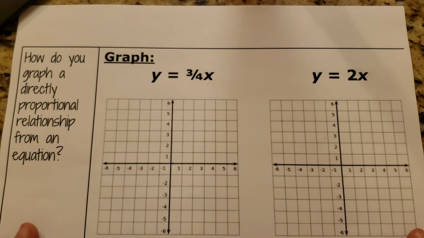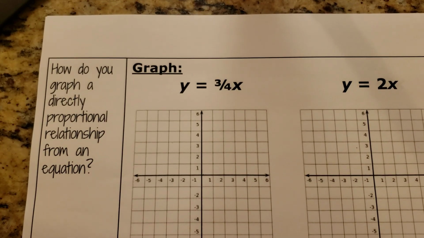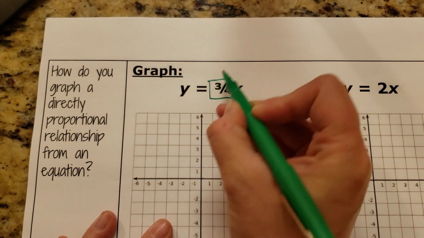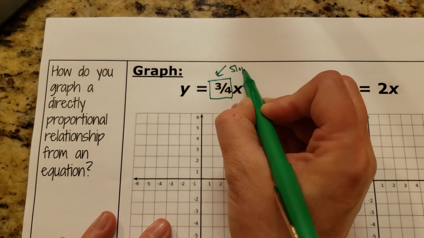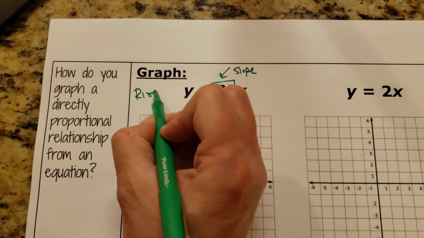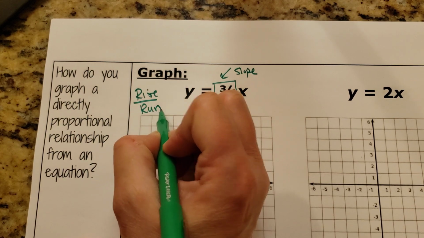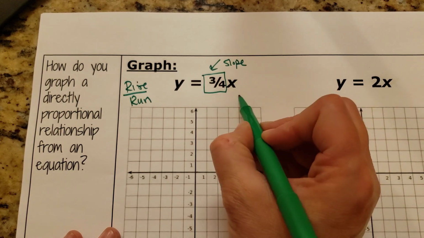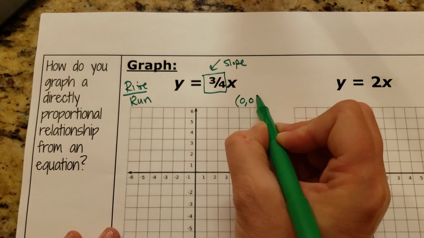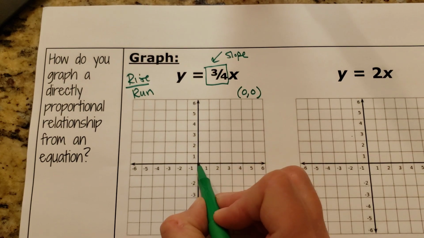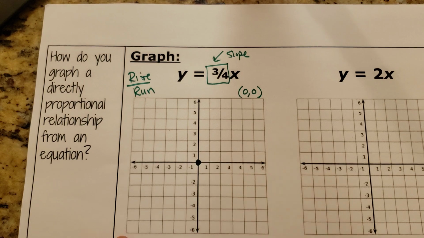Let's try it with a couple other slopes. So let's take a look at this example where we have y equals 3/4 x. Now we know that 3/4 is going to be our slope, and we know that slope is rise over run. Being that this is a directly proportional relationship, it's in the form of y equals kx, we know that the line has to go through the origin 0, 0. So that can be our starting point. Let's put that point on here because we know that that's a for sure.